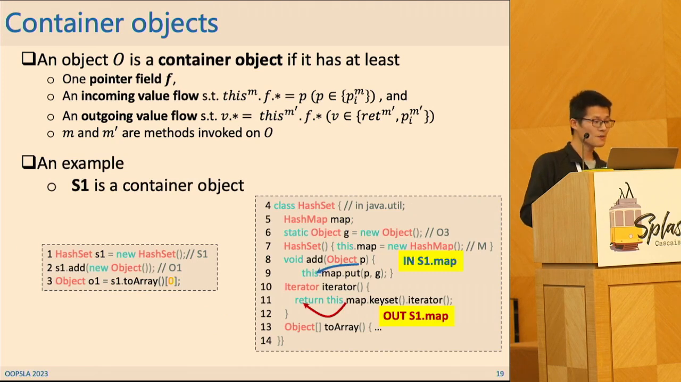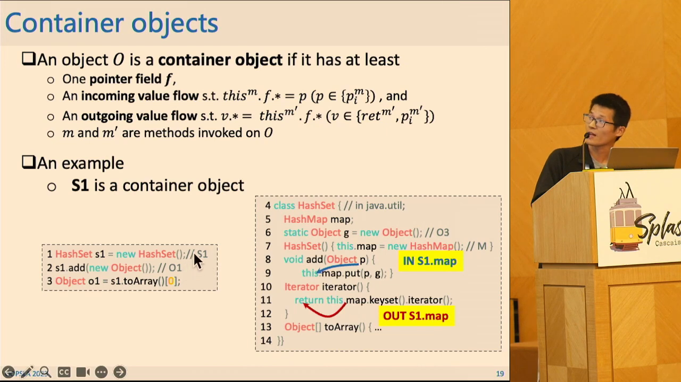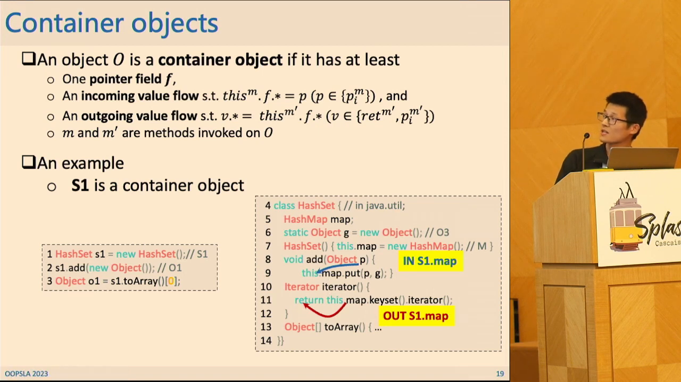Here is an example code. In this code, the HashSet object created in line 1, marked as S1, is a container object. Because you can see it has a field map defined in line 5, and an incoming value flow in the add method from the parameter p and stored into this.map. And an outgoing value flow in the iterator method from this.map to the return variable and flows out of the method.